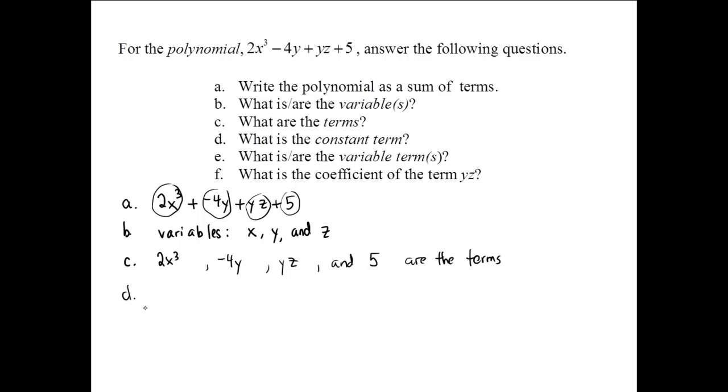Question D. A constant term is a term that has no variable multiplied into it. The first term has a variable, this one has a variable, this one has a variable. So 5 is the constant term.